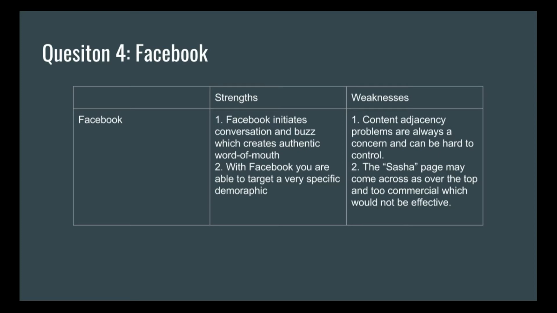Some strengths of Facebook would be that it initiates conversation and buzz, which creates authentic word of mouth. And with Facebook, you are able to target a very specific demographic. Weaknesses of Facebook are that content adjacency is always an issue and it can be hard to control. Another weakness, the Sasha page may come across as over the top and too commercial, which would not be effective.